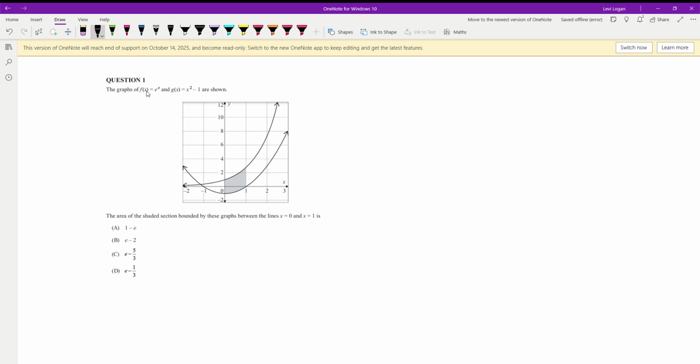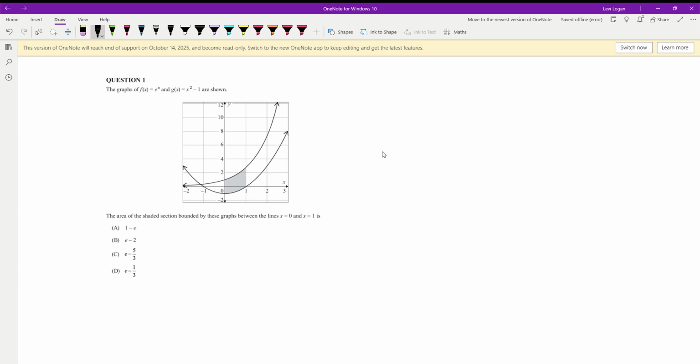So here, question 1: the graphs of f(x) = e^x and g(x) = x² - 1 are shown. The shaded area of the section is bounded by these graphs and the lines x = 1 and x = 0. And here we're asked to work out pretty much the area, okay?